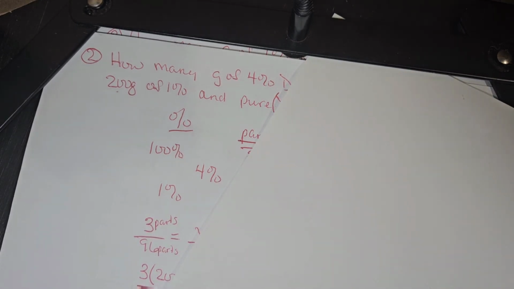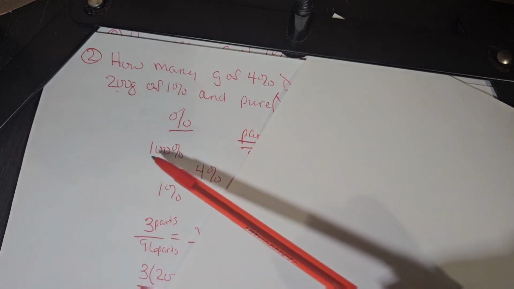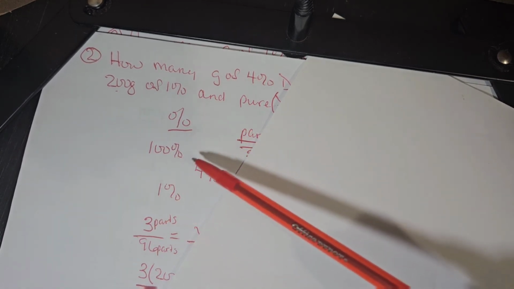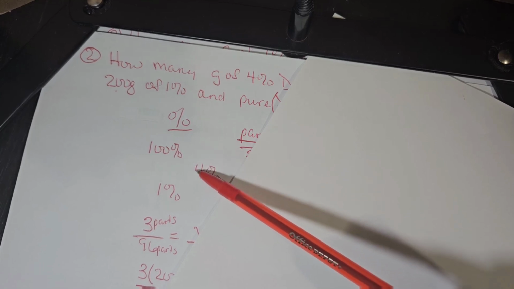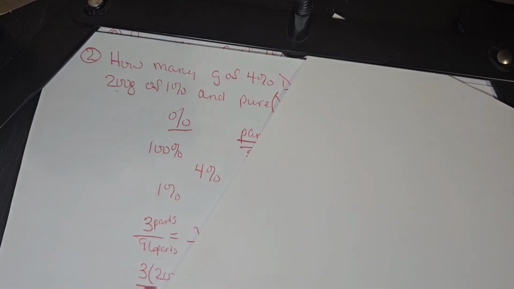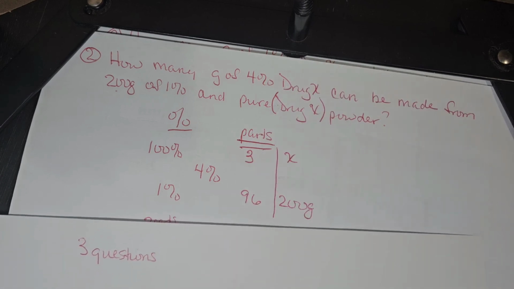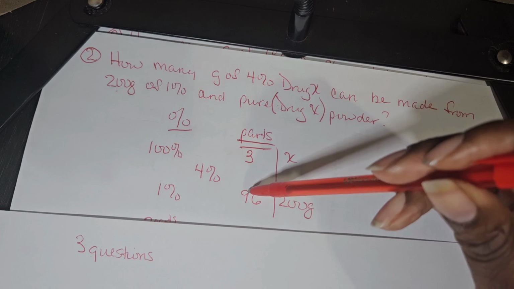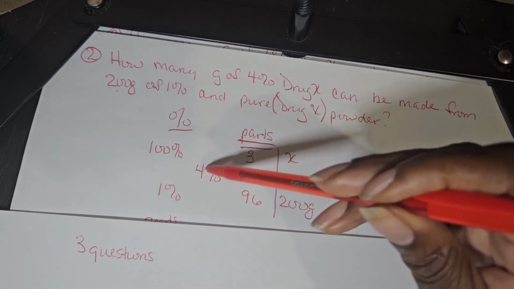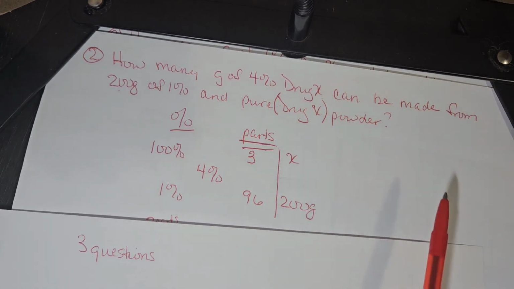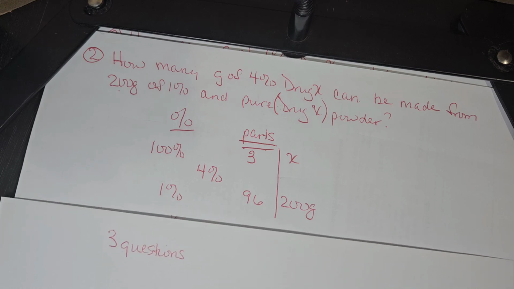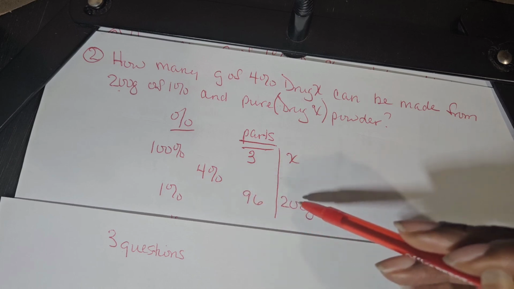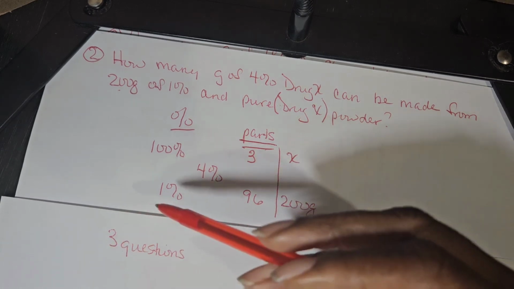You have 100% as my highest strength. My lowest strength is 1%. The strength I have to find or make is 4%. Okay, and we do our subtraction. The difference between 100 and 4 is 96. The difference between 1 and 4 is 3. So now what I've done is I've ascribed values to each one of those parts that represent the percentages.